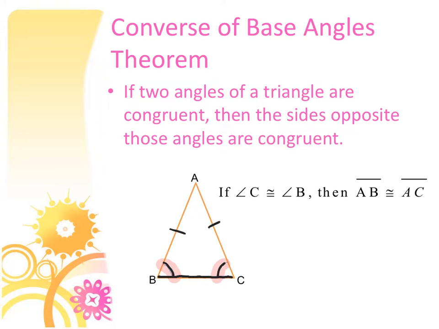If two angles of a triangle are congruent, then the sides opposite those angles are congruent, meaning that one will be congruent with that one right there. If angle C is congruent to angle B, then AB is congruent to AC. So far, so good? All right.